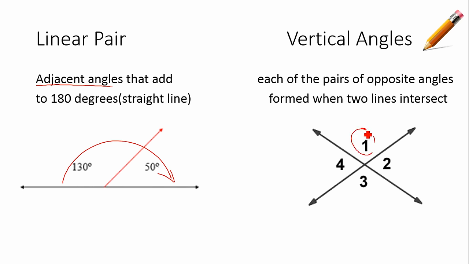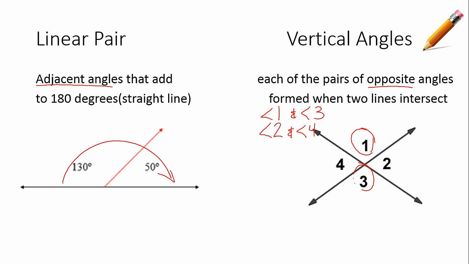When they intersect, this angle right here, his opposite angle, the angle not next to him, would be angle 3 down here. So angle 1 and angle 3 are considered vertical angles. And so would angle 2 and angle 4. So when you have this sort of letter X formation with two lines intersecting, you really have two pairs of vertical angles in that picture.